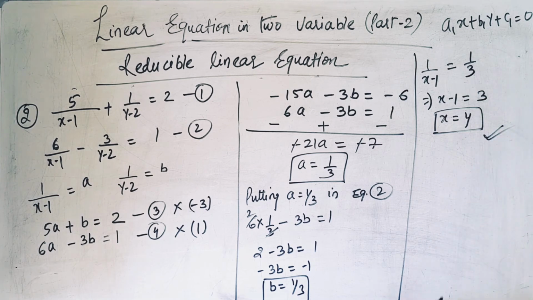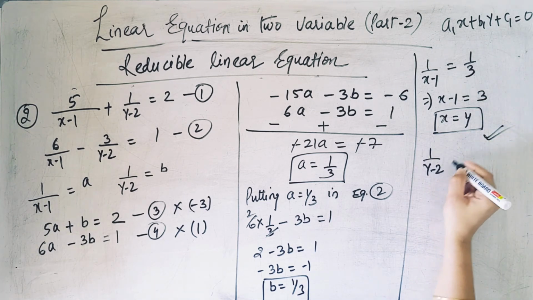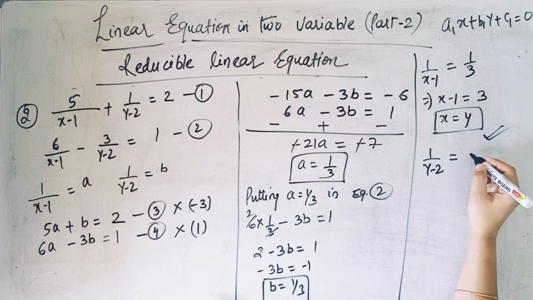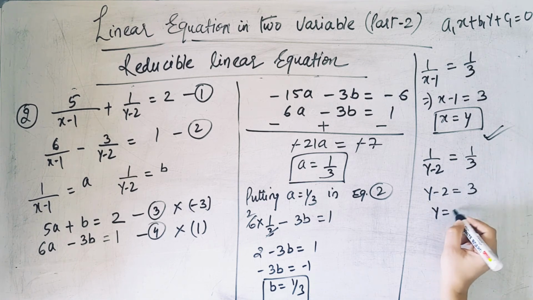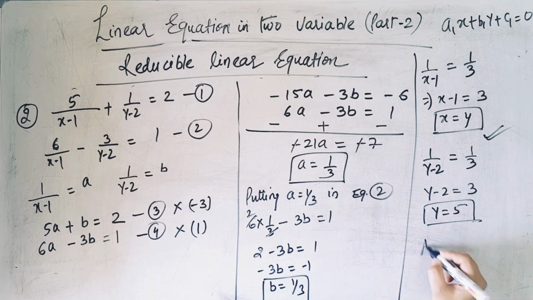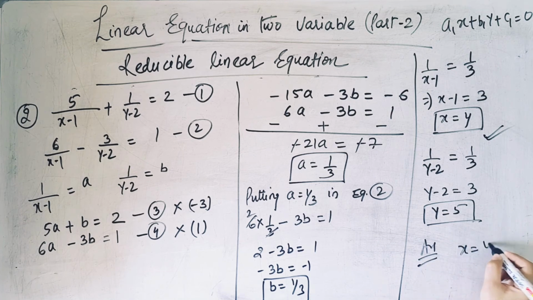We have found the value of x. Similarly, 1 upon y minus 2 is 1/3. See, in both cases it is the same. Now y minus 2 is what? 3. So y will be what? 5. So the answer is what? x is equal to 4 and y is equal to 5.